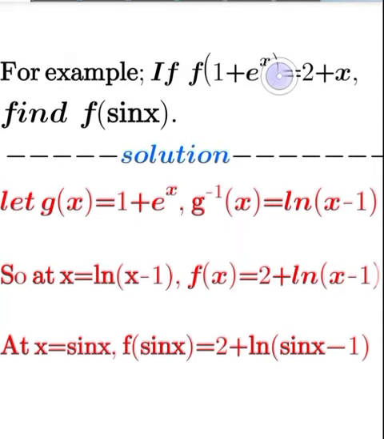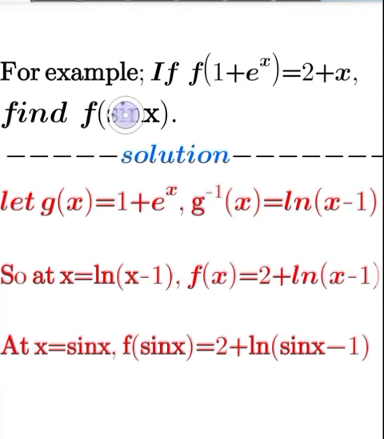If f of 1 plus exponential x is equivalent to 2 plus x, then find f of sine x. Of course, I solved it by saying let g of x be equal to this. Then take the inverse of that function, and you end up having ln of x minus 1. So it implies that when x is equal to ln of x minus 1, when you substitute here, you end up having f of x equivalent to that.